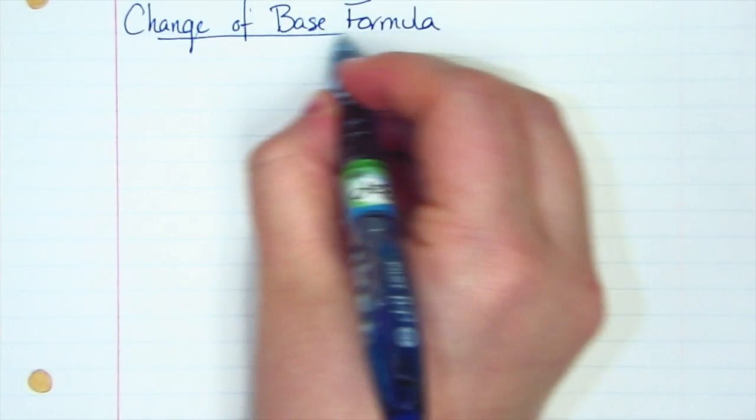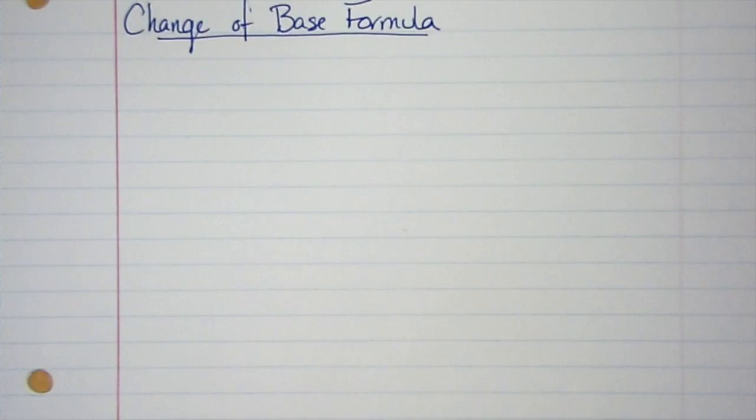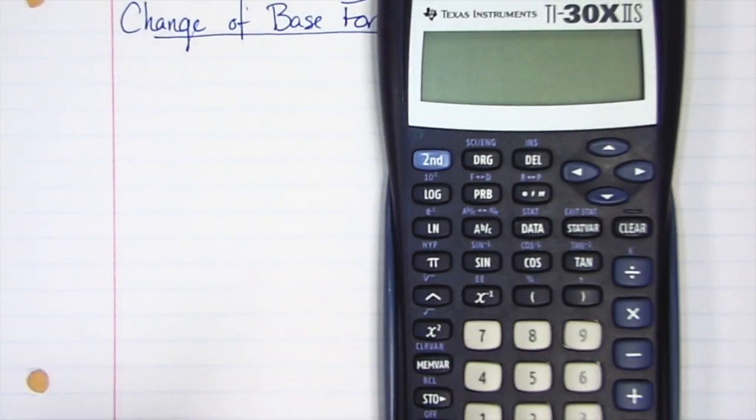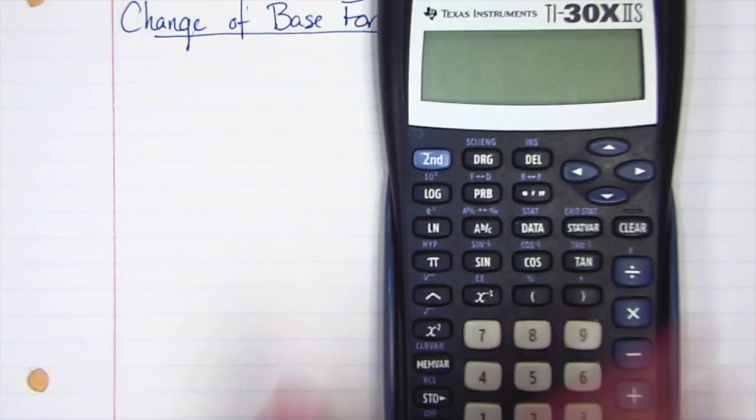So the idea about logs is that most of you have calculators that do not support logs of any base other than base 10. We talked a little bit about common logs in a previous video, but your calculator should have a button with the word log on it. This log is the common log. This is log base 10.